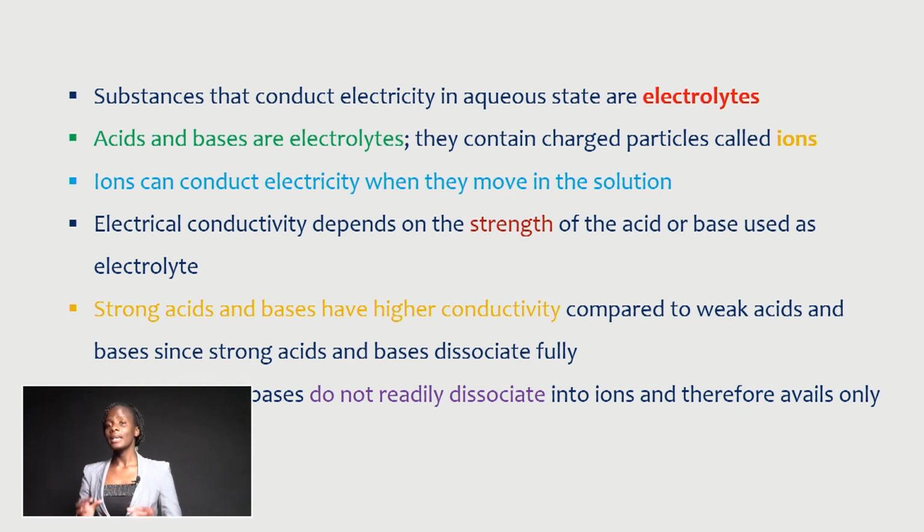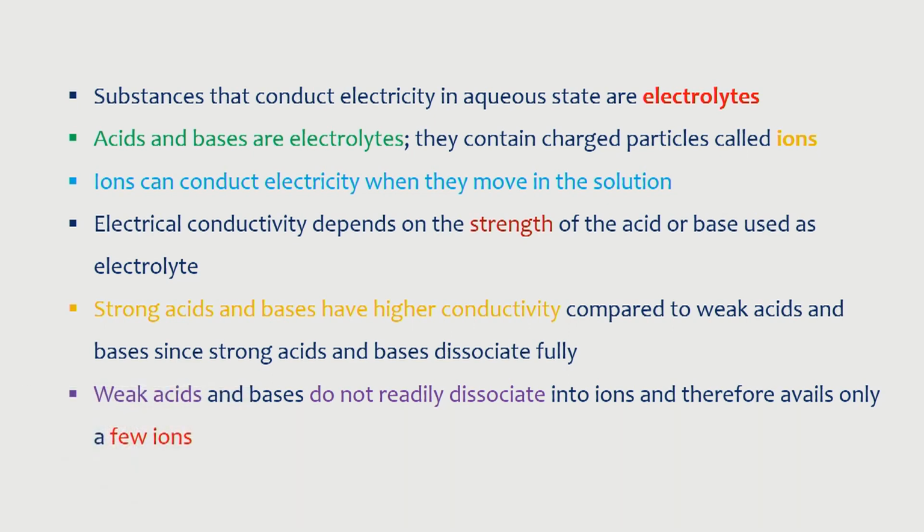We know that electrical conductivity requires two electrodes. We have the anode and the cathode. The anode, which is positively charged, will attract a negatively charged ion, and the cathode, which is negatively charged, will attract a positively charged ion. It is for this reason, therefore, that acids and bases can conduct electricity, because of the presence of the charged ions in their compound.